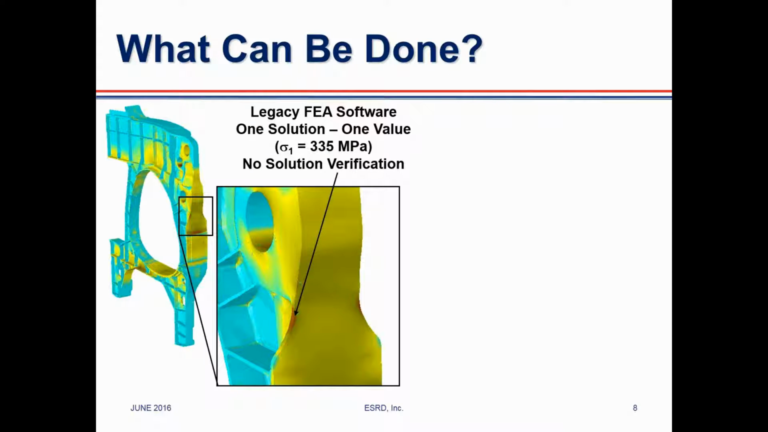This example shown here is a typical stress analysis in which an analyst may be requested to provide the maximum principal stress at a critical location in a component, such as this, which represents a section of a frame of an aircraft. Using a legacy finite element software, the analyst will obtain one solution utilizing the mesh that the analyst considers to be reasonable for the problem, report that value, and provide no solution verification.